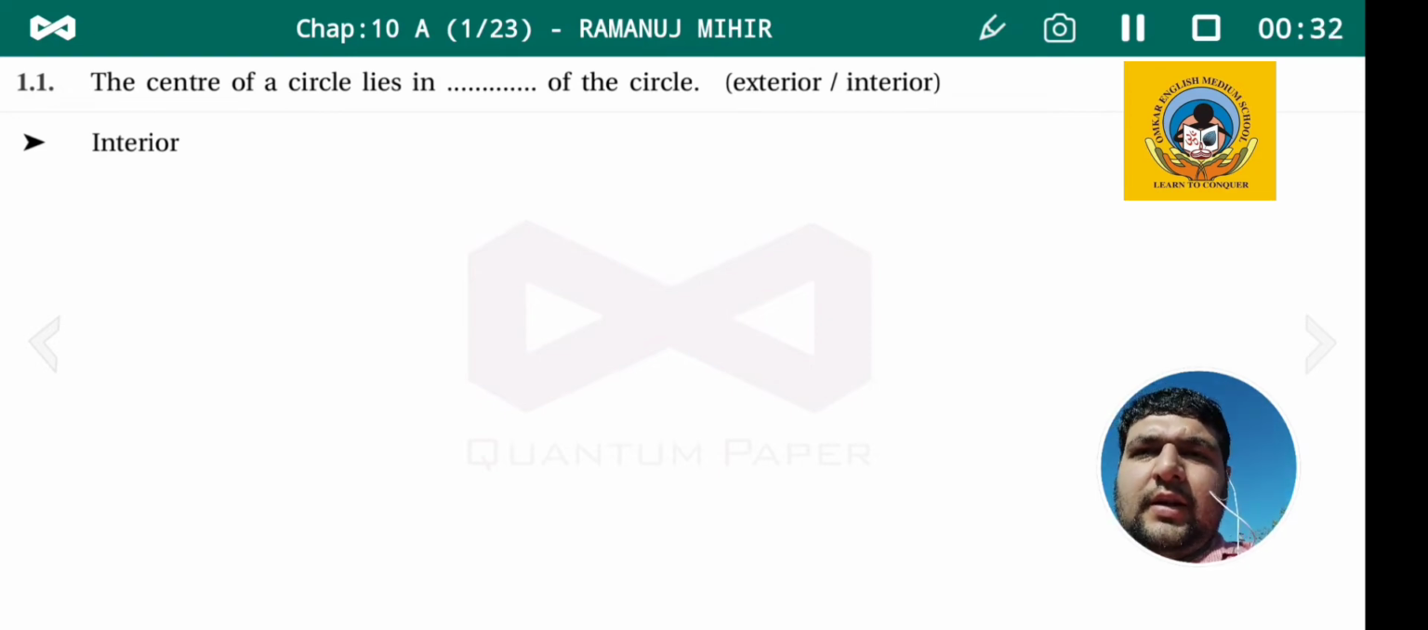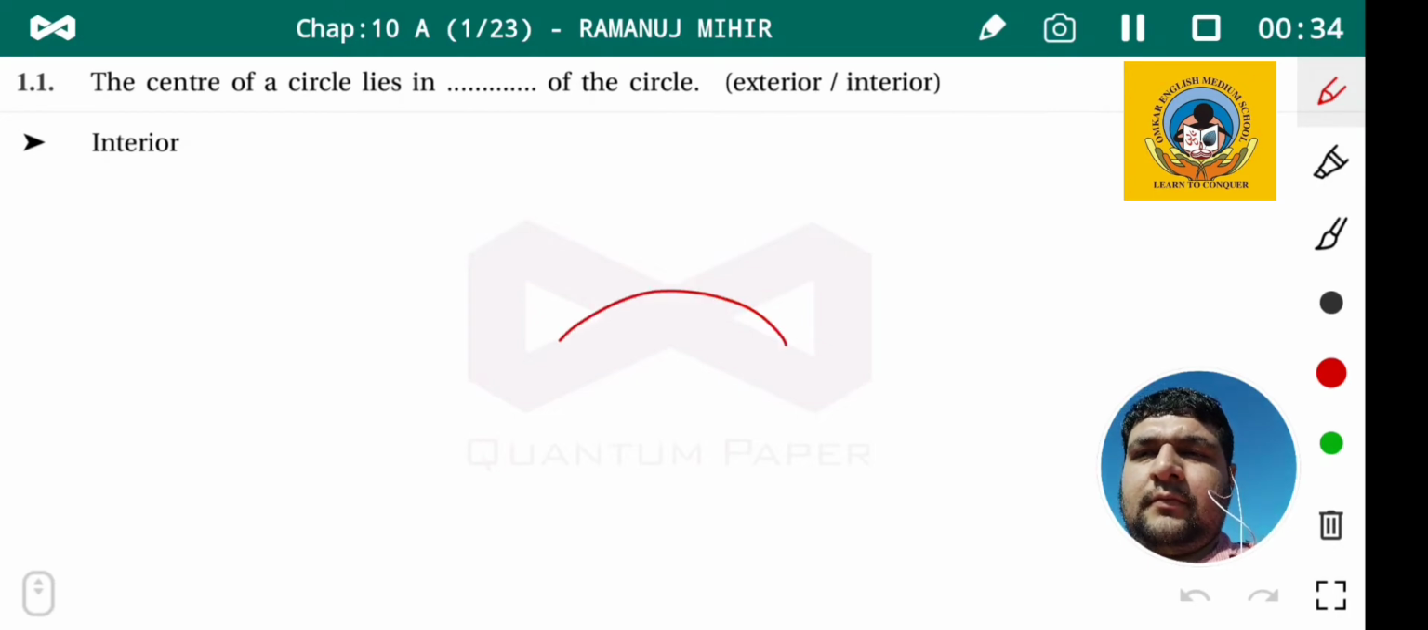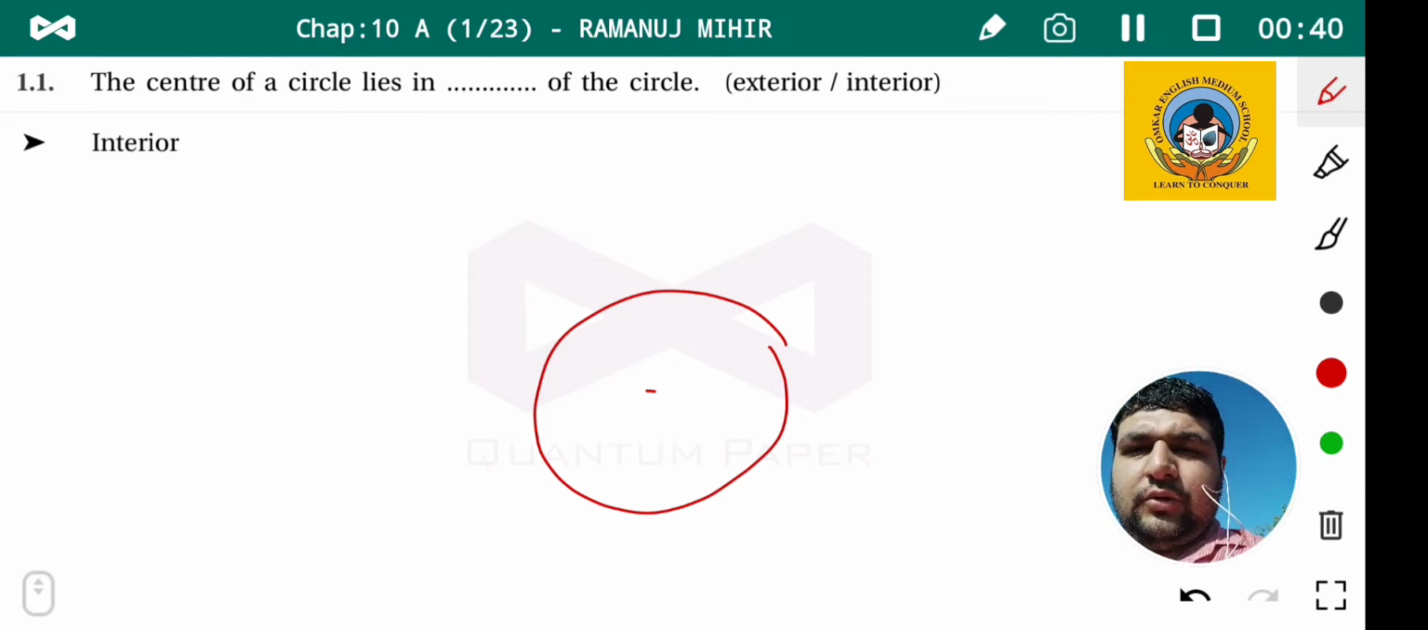So as we know, the center is in the interior part of the circle, so we will say that there are two options given, exterior or interior. So the center is in the interior part.